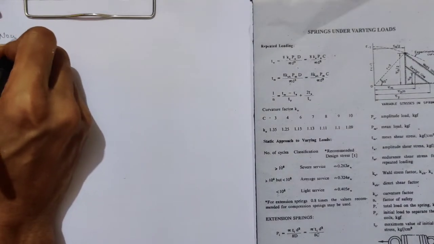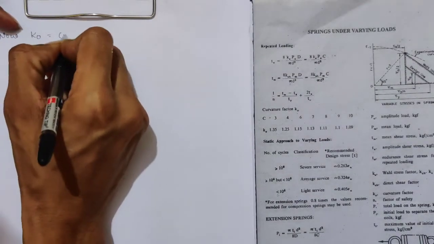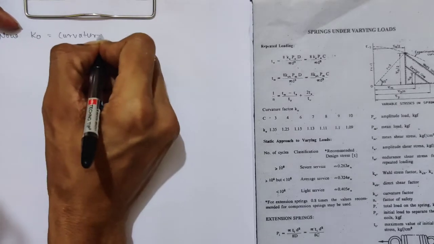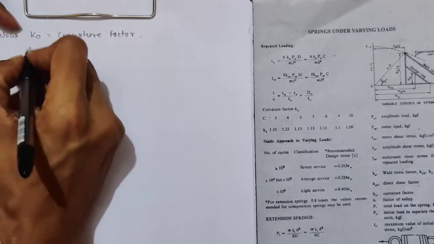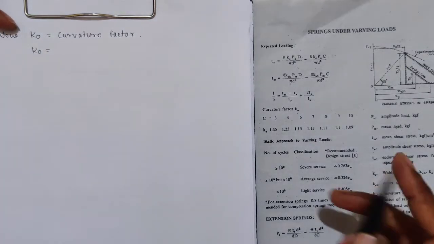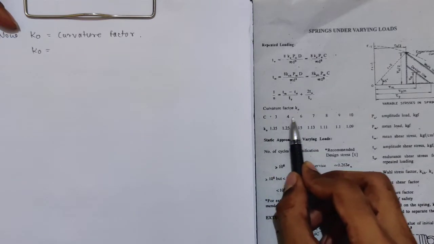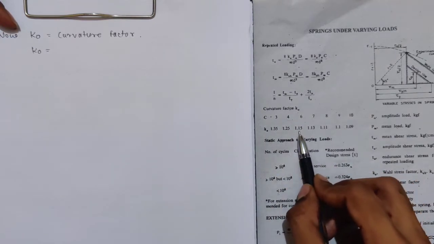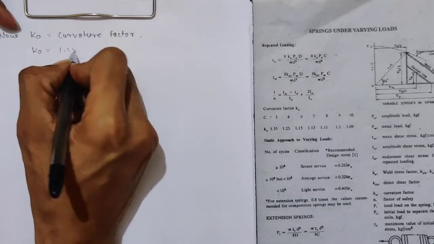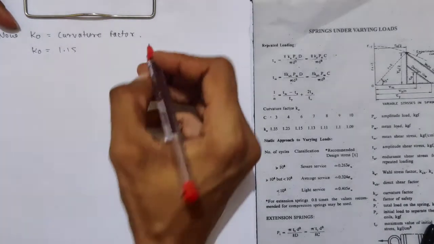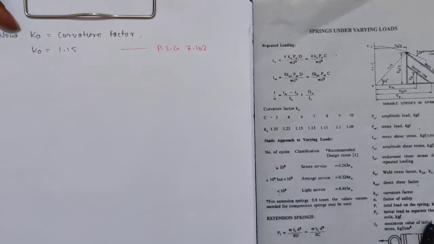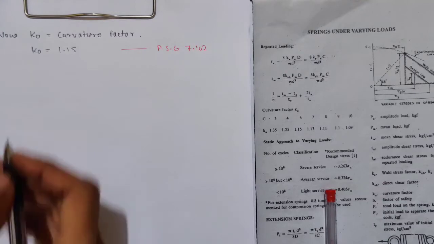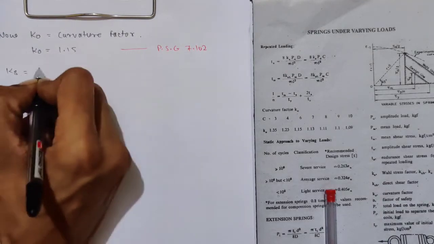Okay, so now KO is equal to the curvature factor. I'm just writing this, you don't have to write this in the exam. Don't write anything like this, directly write KO is equal to. The value is given here: for C equal to 3, 4, 6, there are different values. For 6 it is 1.15, PSG 7.102.